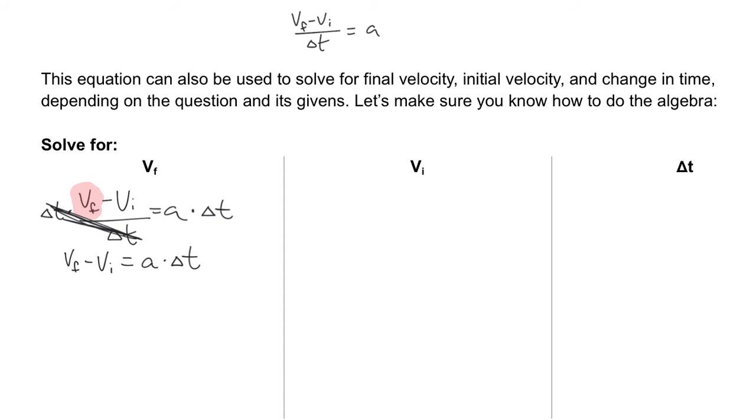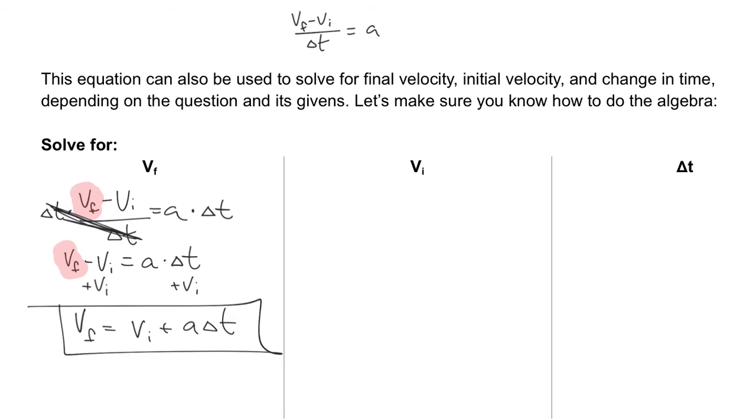Beautiful, except for our VF over here still has the VI that we need to get rid of. It's being subtracted. The opposite of subtraction is addition. So we will add it to one side. What you do to one side, you got to do to the other. So you get velocity final equals VI plus A delta t. Okay, and that would be your final formula for VF.